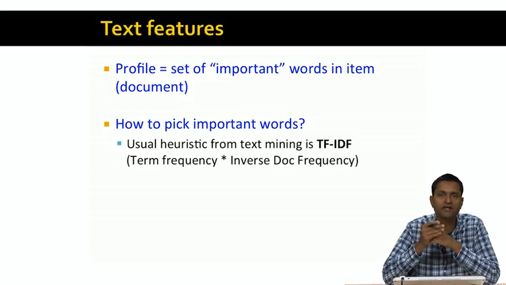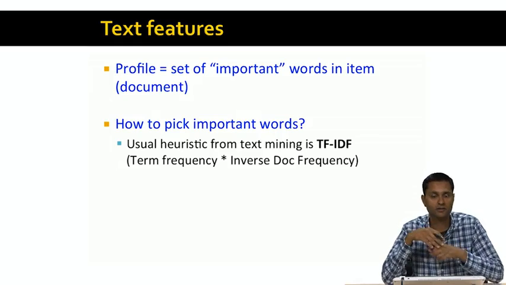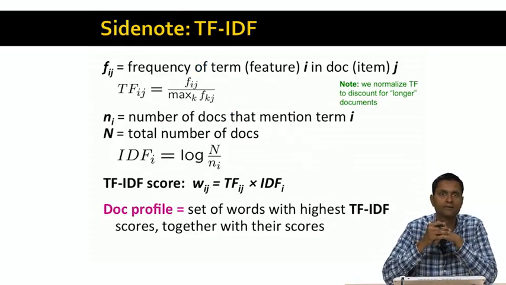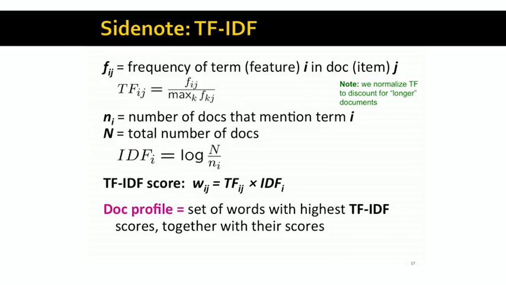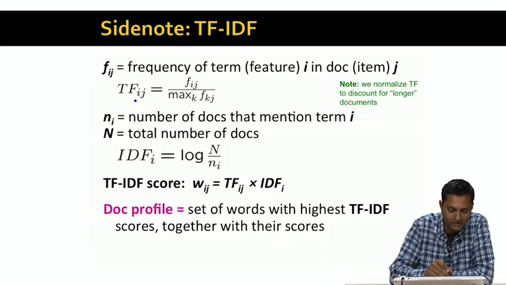The usual heuristic that we get from text mining is a technique called TF-IDF, or term frequency inverse document frequency. Many of you may have come across TF-IDF in the context of information retrieval, but for those of you who have not, here's a quick refresher. Let's say we are looking at a document or item j, and we are computing the score for term or feature i. The term frequency, TF_ij, for feature i in document j is just the number of times the feature i appears in document j divided by the maximum number of times that same feature appears in any document.